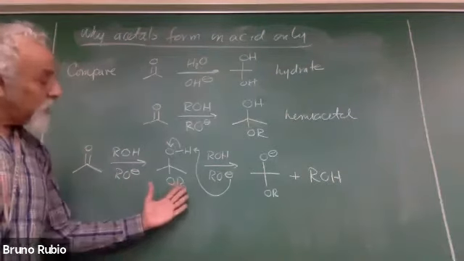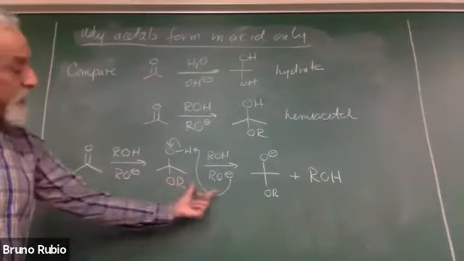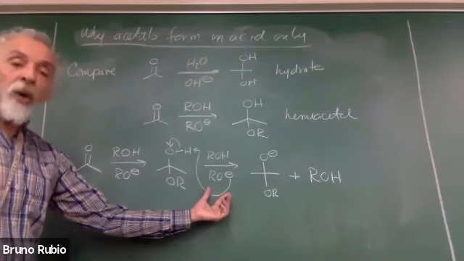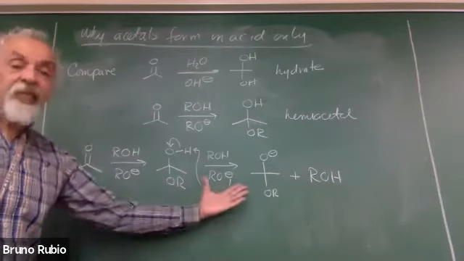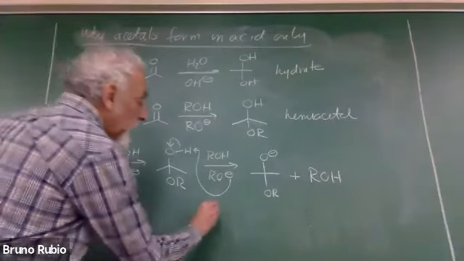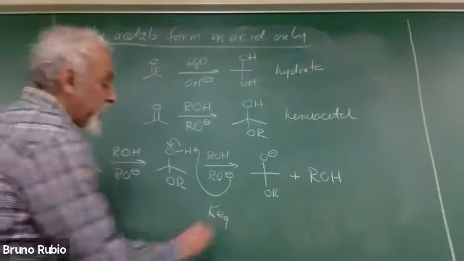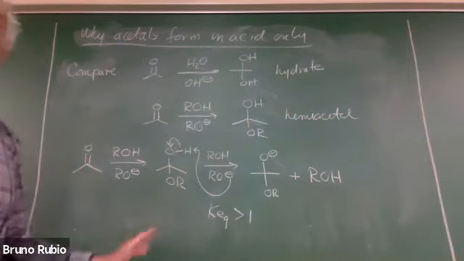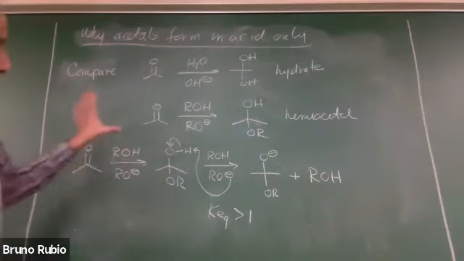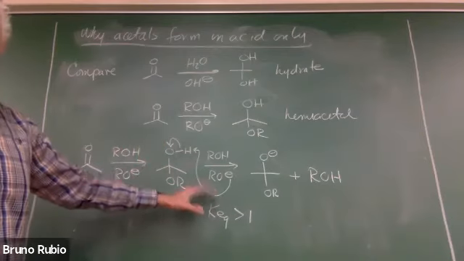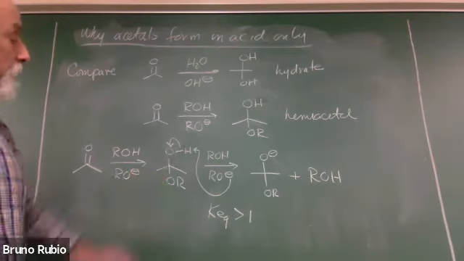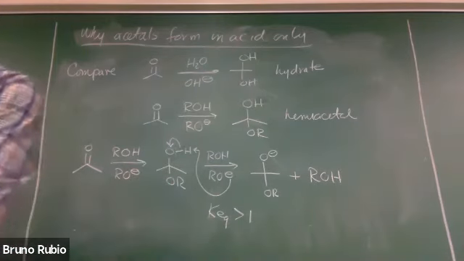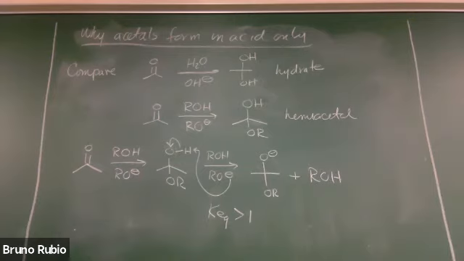So the only thing that will happen in base is if we mix the hemiacetal with more ROH and more RO minus, we just get this acid-base reaction. The equilibrium constant for this reaction is greater than one. That's based on the pKa's of all of the species involved, so no acetal forms. All that happens is that we make the hemiacetal, and then the base is going to remove the proton from the hemiacetal. Okay.